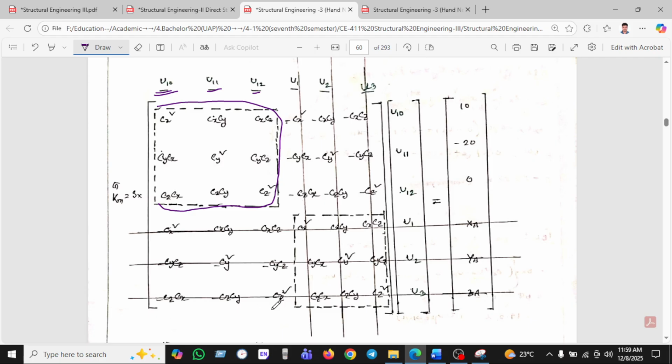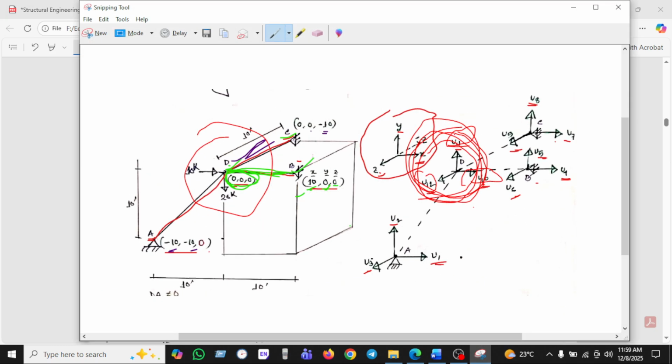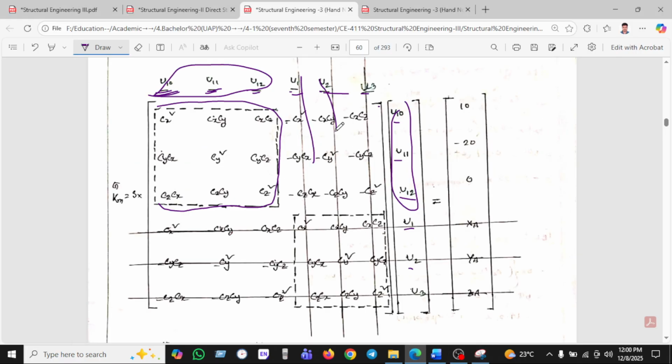We have just cancelled out and taken 10, 11, 12, and also 1, 2, 3. This is 10, 11, 12, and this is 10, 11, 12, and 1, 2, 3, as we have taken here. This point 1, 2, 3. So we have been calculating DA. 1, 2, 3 is restrained as the pin support. So that's why we cancel it out. This is 1, 2, 3, and 1, 2, 3. All cancel out. We are just left with this formula.